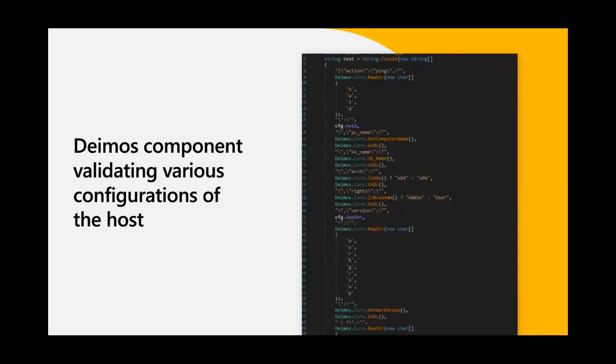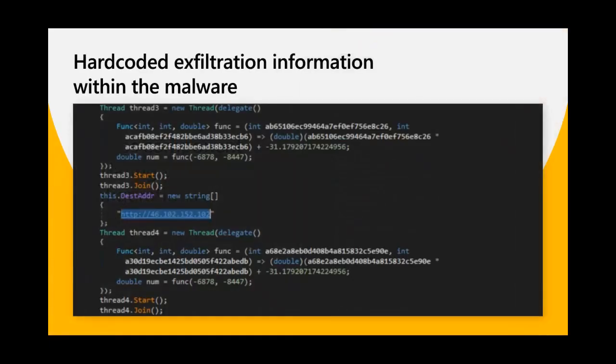And this is just a screenshot here of some of the decompiled information of the Deimos component, checking for various configurations on the host. Additionally, there is a fairly small set of IP addresses that are hard-coded to exfiltrate data to. As of this past week, most of those IP addresses are still in use for exfiltration purposes.